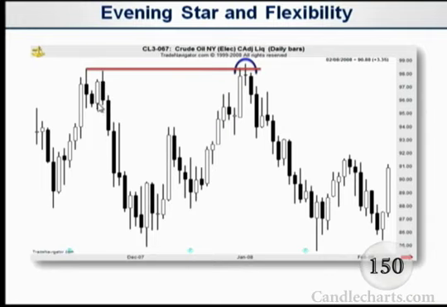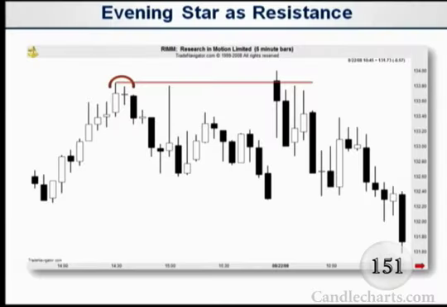White candle, and we're going to look at this in more detail tomorrow when we talk about trends, but may as well touch on it now. White candle wrapping around the black candle. Why is that not a bullish engulfing pattern? Not much of a downtrend. Right, there's really no downtrend. A bullish engulfing pattern has to come after a downtrend. Evening star as resistance.